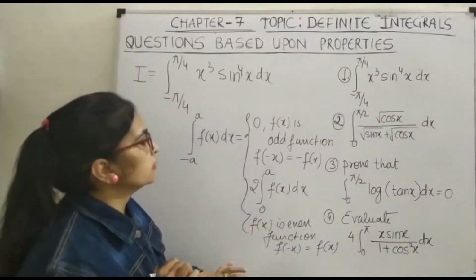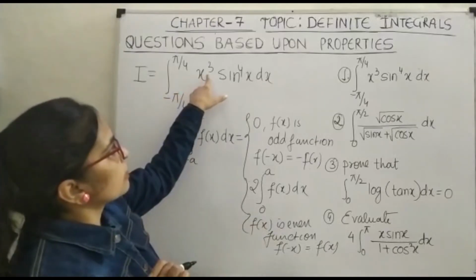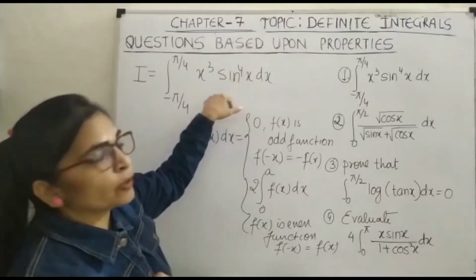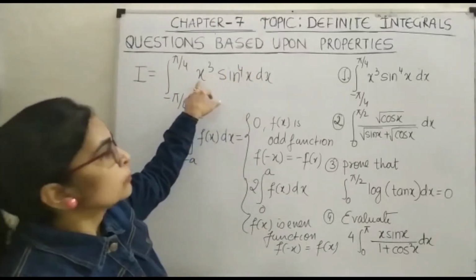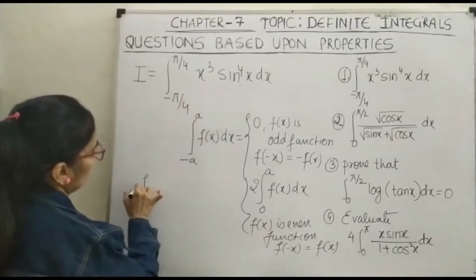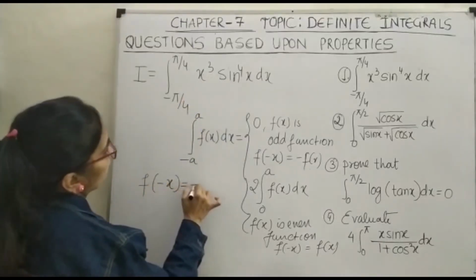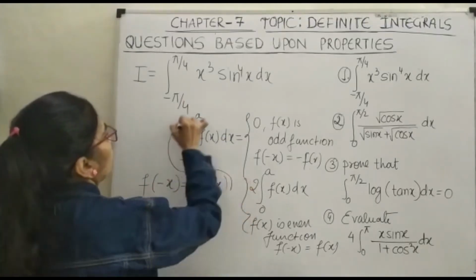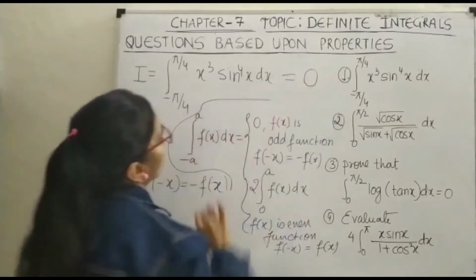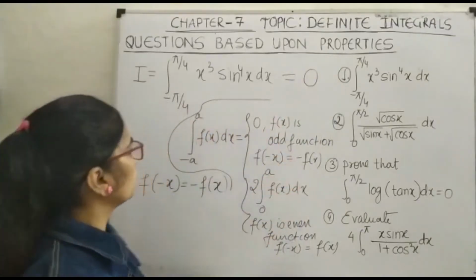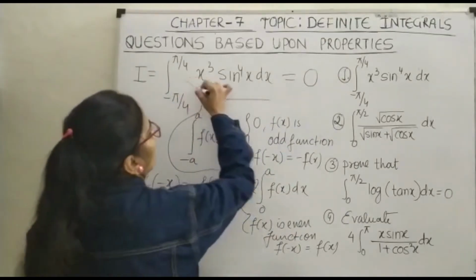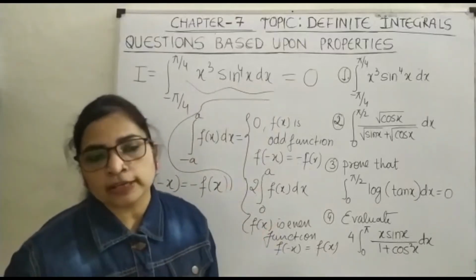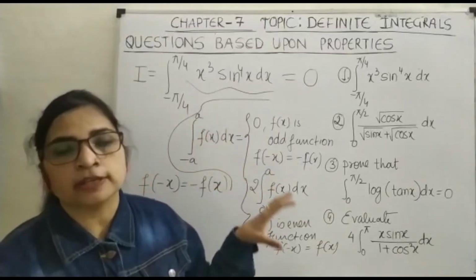Now let us see here, what is the power of x? Cube. Sine 4x is even, so this will be positive. What about this? This is an odd one. So here when you do f(-x), it will be equal to -f(x). Therefore, without integrating, you can just write the value of this integration is 0 because this f(x) is your odd function. So you have seen how by using the property of definite integral, our integration becomes very easy.